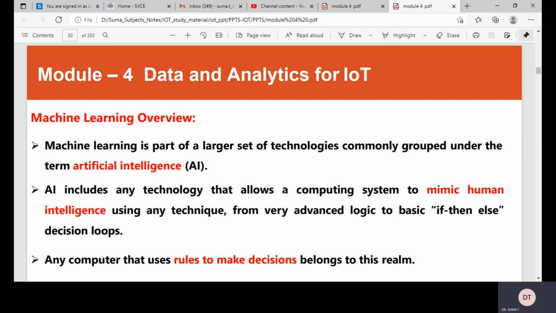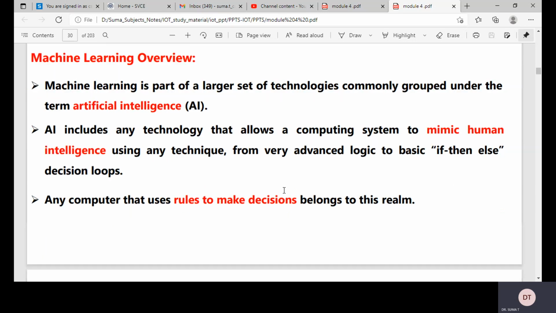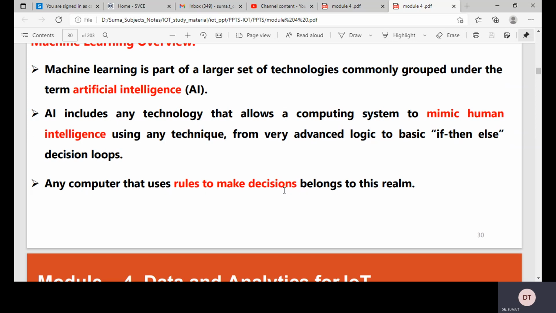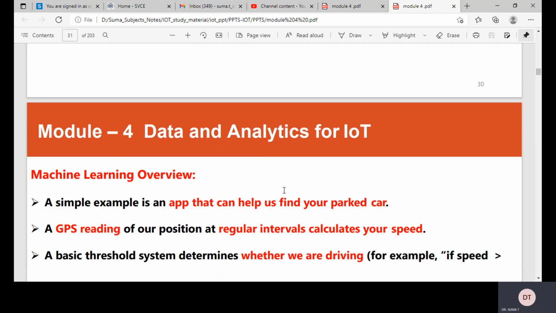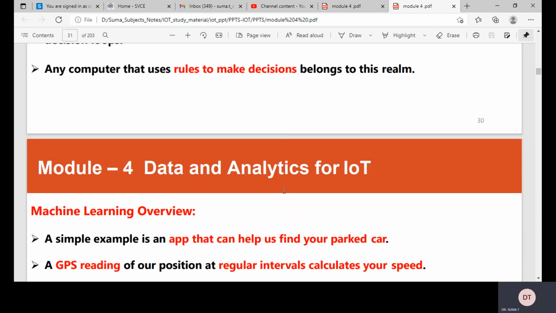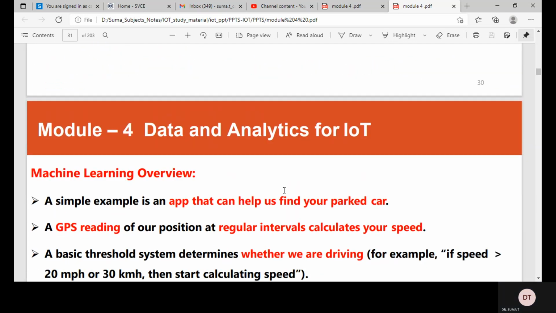As I told you, AI includes any technology that allows a computing system to mimic human intelligence using any technique, from very advanced logic to basic if-then decision loops. Any computer that uses rules to make decisions belongs to this realm. Okay. So it is logic based, where rules are used to make the decision.